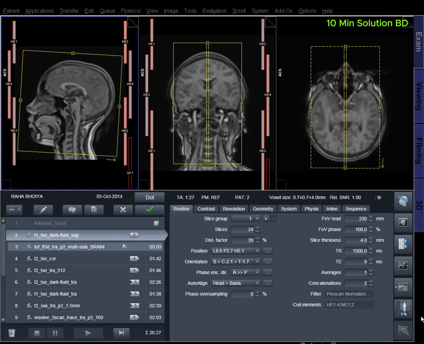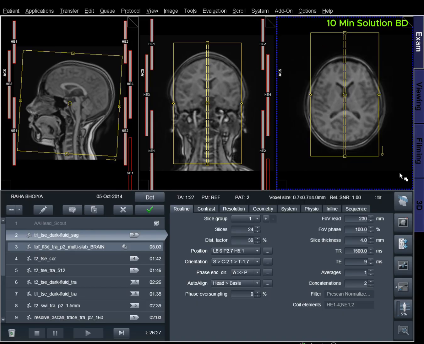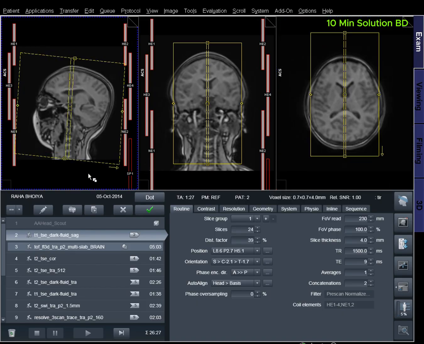Plan the sagittal slices on the axial plane and position the block parallel to the midline of the brain. Verify the planning block in the other two planes.